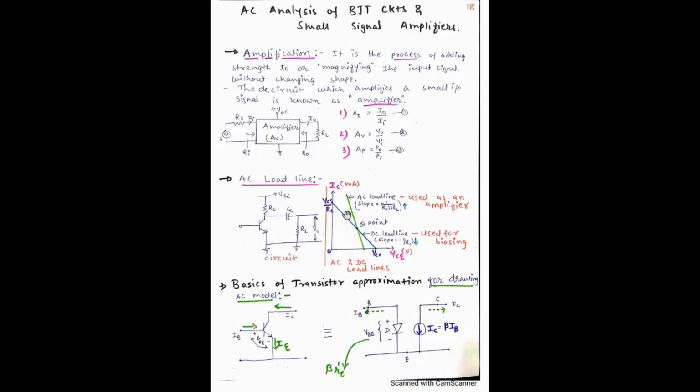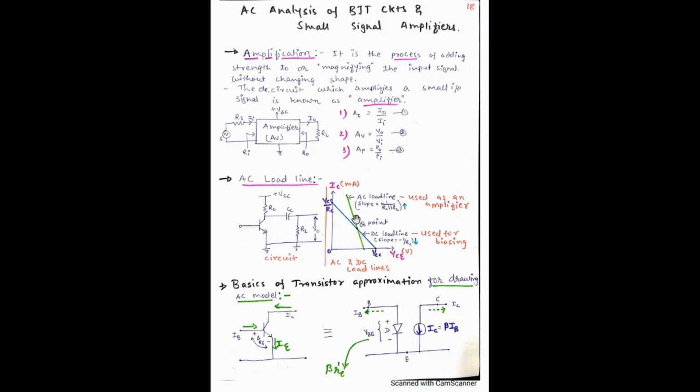Connecting the straight line, VCC to VCC by RC, two points. One is the cutoff point, this, and the second point is the saturation point. This line is known as the DC load line. The slope of the DC load line is equal to -1 by RC.